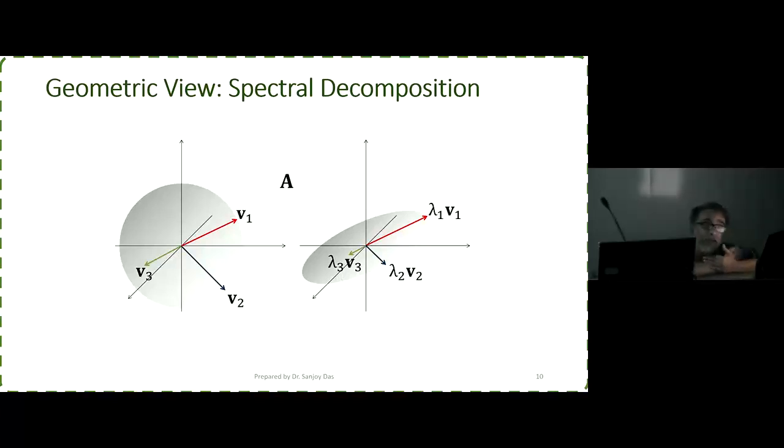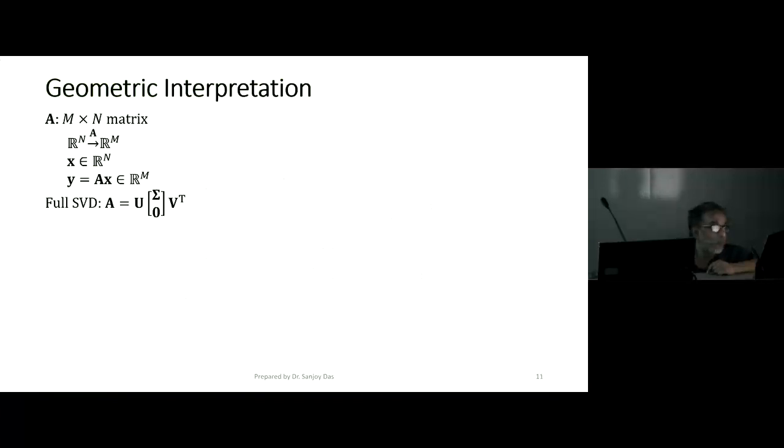Now, when we examine singular value decomposition, it will be a generalized version of this. Okay? So this is our full SVD of A. Now, A maps an n-dimensional vector to an m-dimensional vector. If you take an n-dimensional x, then y equals Ax will be m-dimensional. Now let's look at the full SVD.